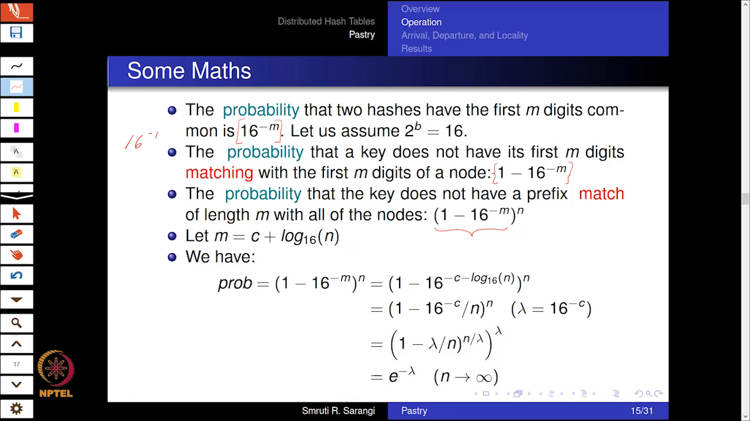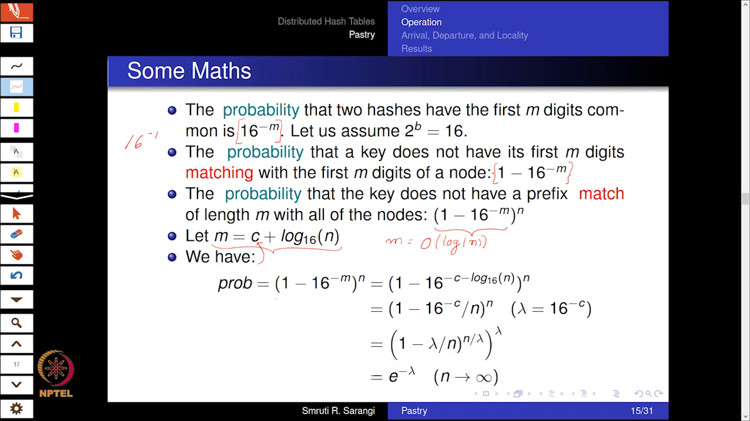So what should m be? Let us set m as a small constant c plus log n to the base 16. The logic of doing this will be clear very soon when we describe the rest of the mathematical expression, but let us assume that this is how we set it. Essentially, in order semantics, m is order of log n. But let this be the exact expression, where we will discuss the importance of the constant c later.